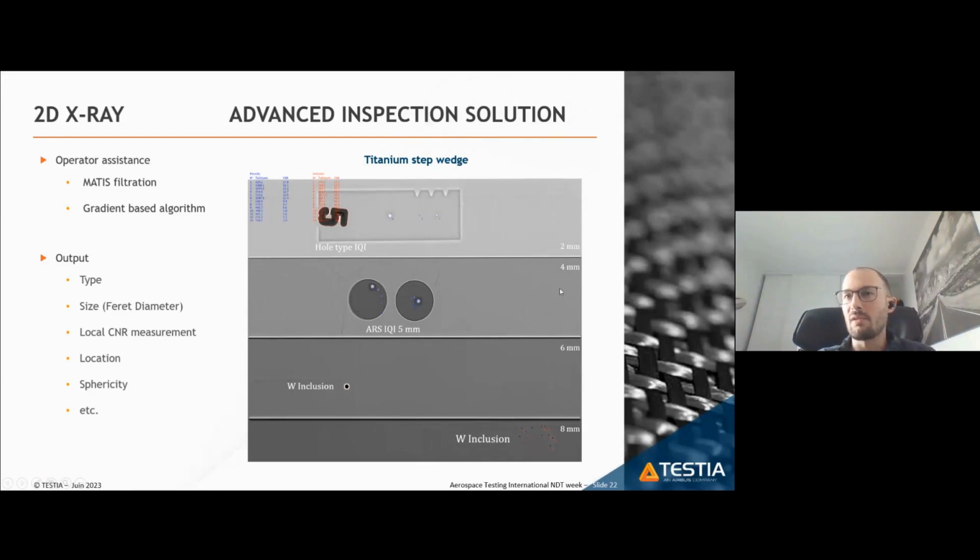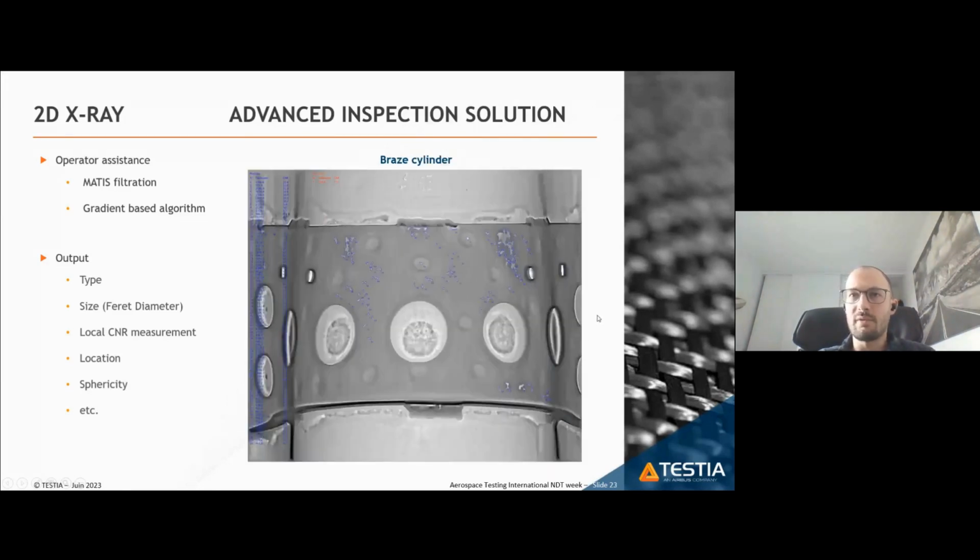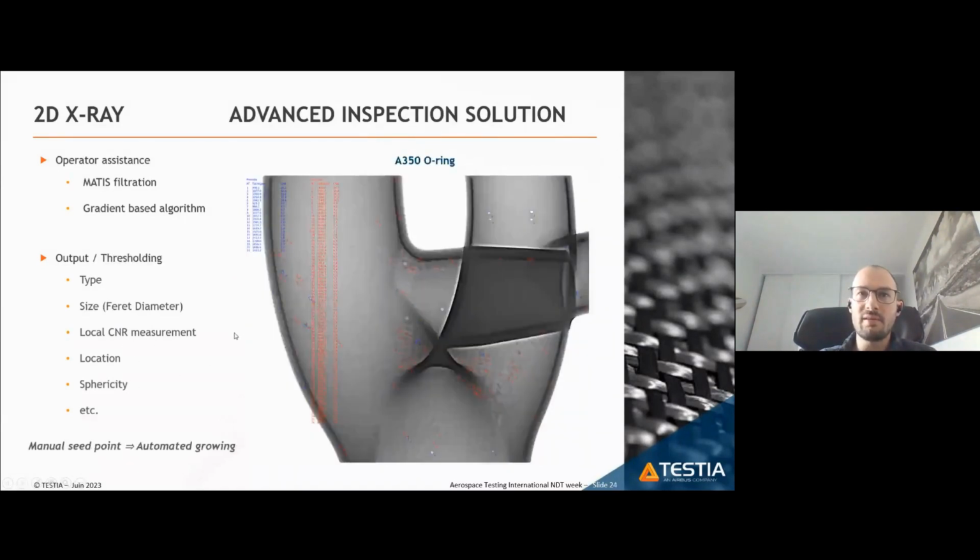So here is a simple example, but next example is a brace cylinder, on which you can see here, and here some lack of brace, and you have a very complex shape. So the output that the software gives is the type of defect, the size, Feret diameter, and the local CNR measurement, location, of course, and porosity. And on that, you can directly use that output as a threshold.